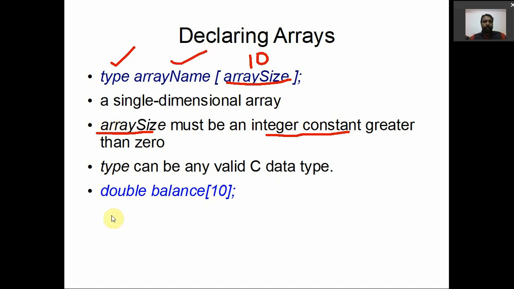Example, double balance of 10. This is an array and the array name is balance. It is of type double and the size is 10. So we can store 10 elements, or 10 values, in this array. Another example, int n of 10. So n is an integer type of array which can store 10 elements.